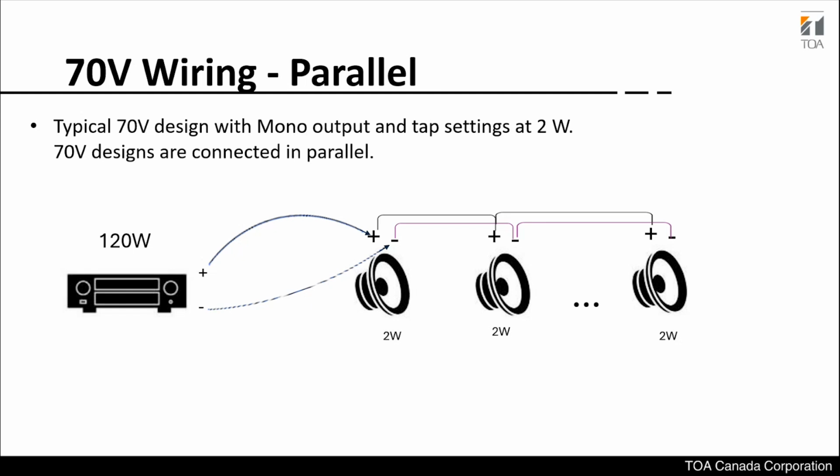Let's discuss the parallel connection in a 70-volt system, starting off with some simple wire examples. We will first look at the 70-volt parallel wire example: a typical 70-volt design with the mono output and tap settings at 2 watts. 70-volt designs are connected in parallel.